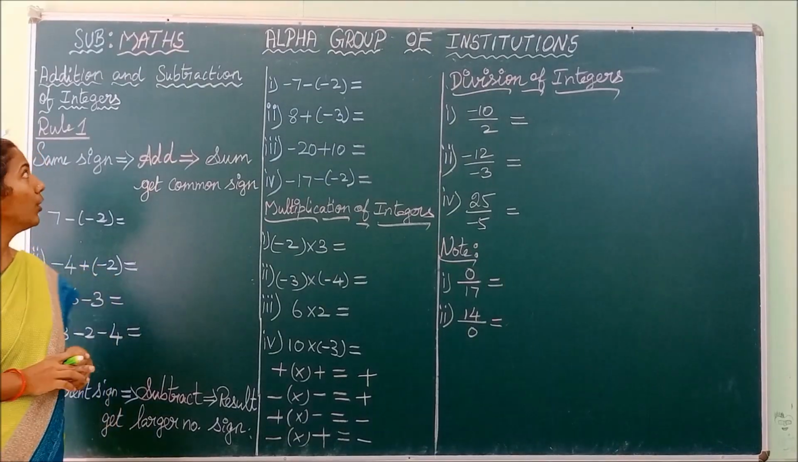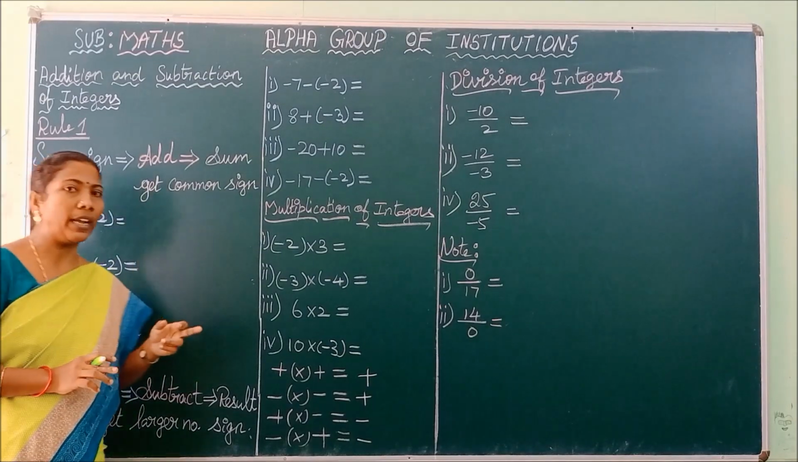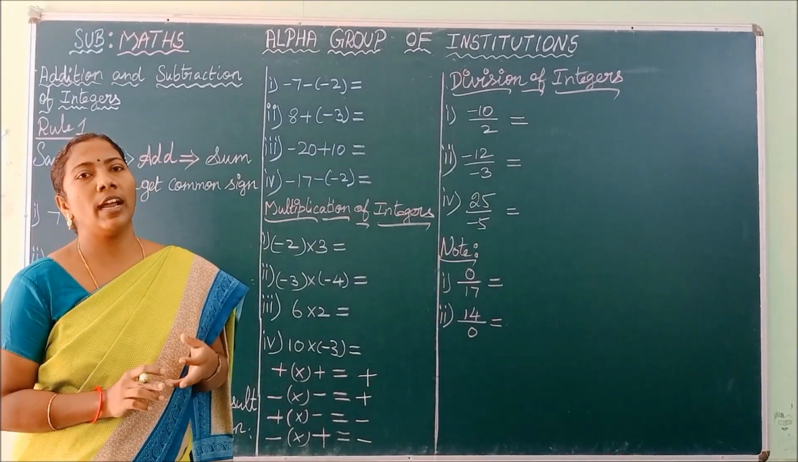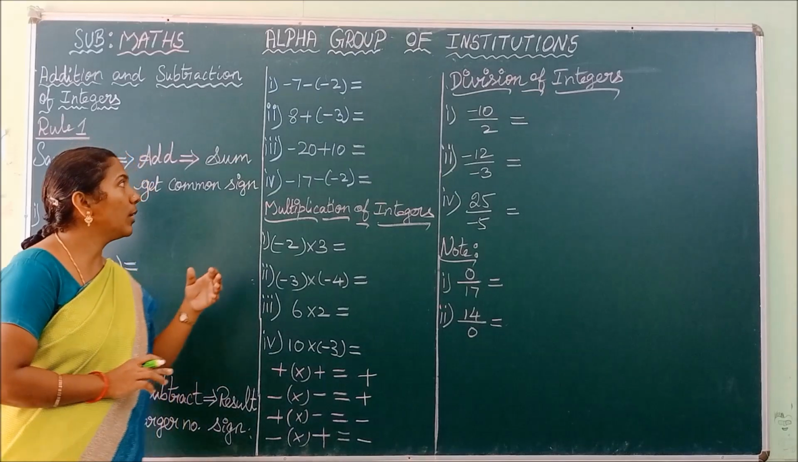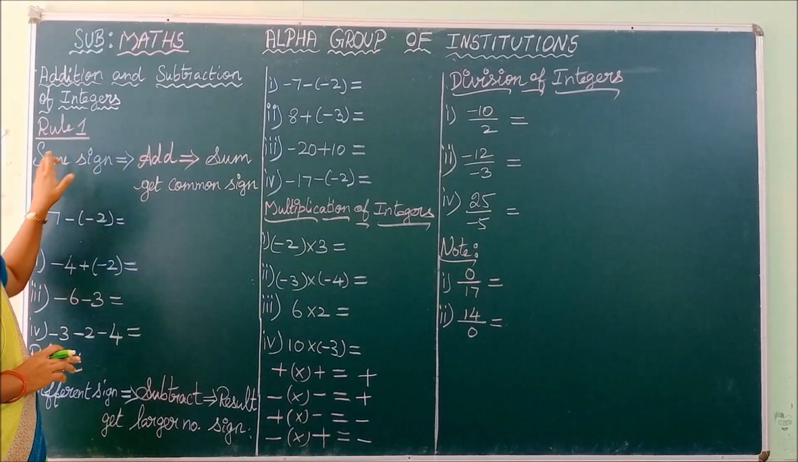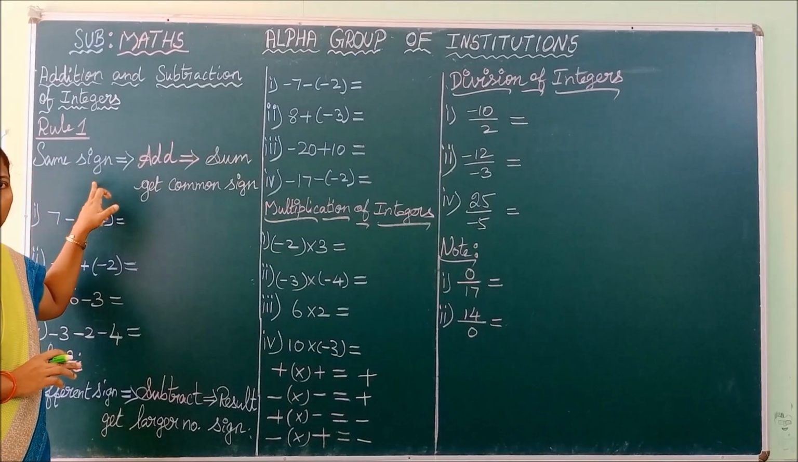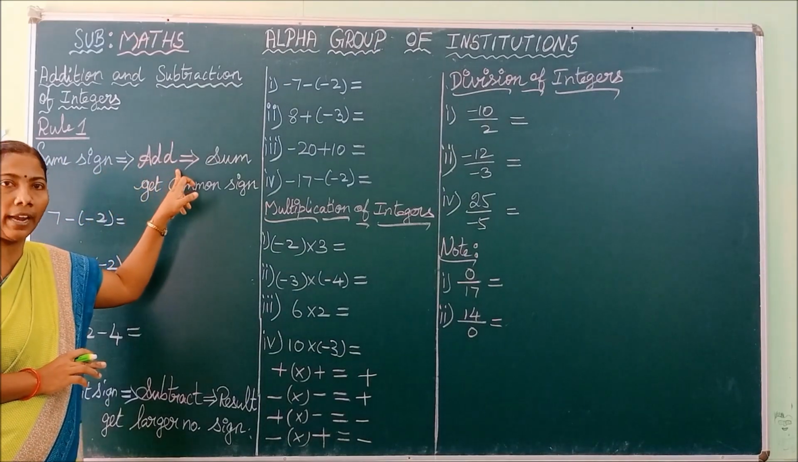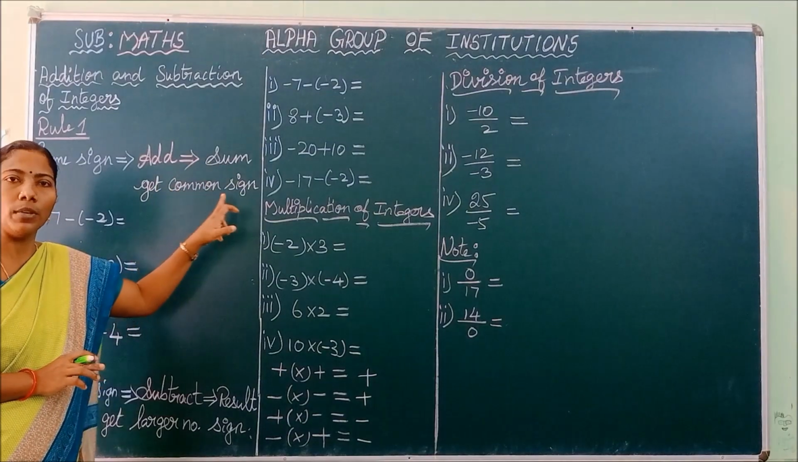Next, children, we are going to see addition and subtraction of integers. How can we add and subtract the integers? By using the two rules. Rule 1. What is rule 1? If the given integers are in the same sign, we have to add, and the sum gets the common sign.